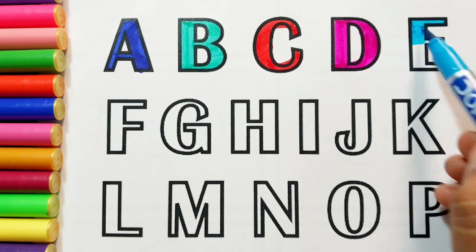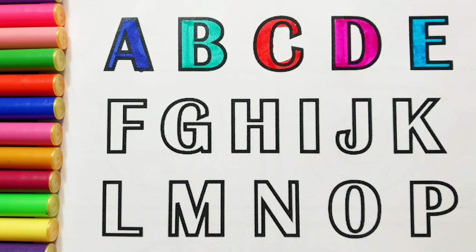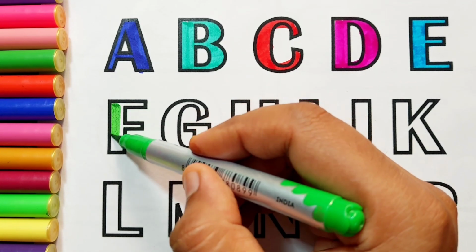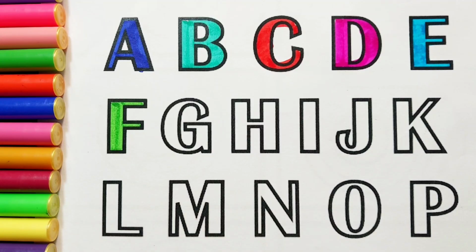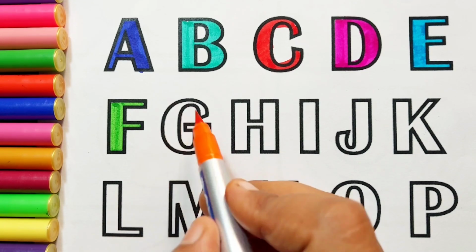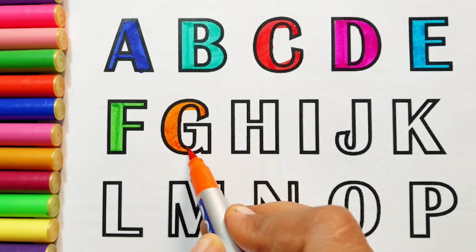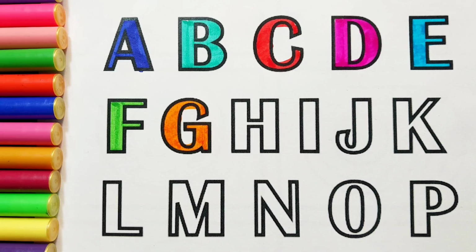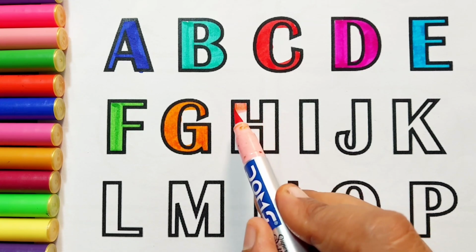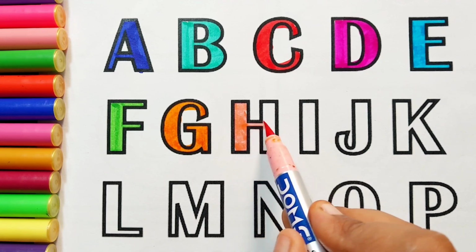E for eagle. F for fish. G for goat. H for hen.